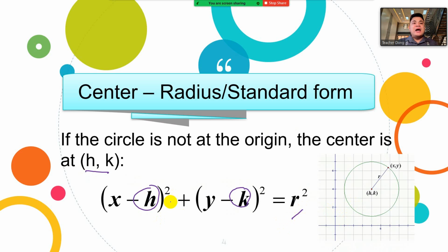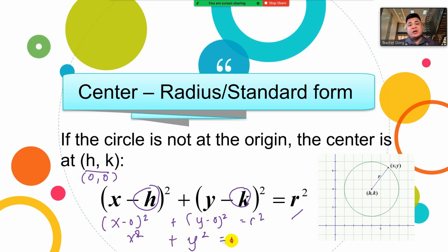Now, if you're going to ask me, are they just the same? Yes. If the center is at the origin, the coordinates are (0, 0). If we substitute, we have (x minus 0) squared plus (y minus 0) squared equals r squared. Simplifying this, x minus 0 is x squared, and y minus 0 squared is simply y squared, equals r squared. As you can see, the equation of a circle wherein the center is at the origin is derived from this standard form of the equation of a circle.